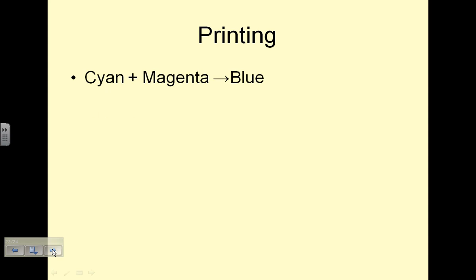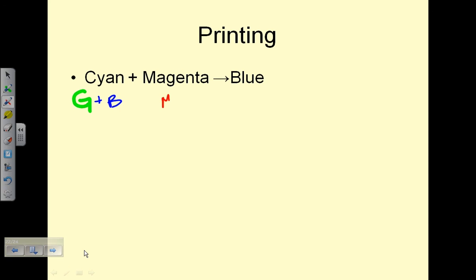Those colors will give us, we're going to look at the primary colors of blue, red, and green. If we mix cyan and magenta, it gives us blue. And here's how you can think of it. We know that cyan is made of green and blue. Magenta is red plus blue. When you look at them, they both have blue in common, and so you're going to see blue.